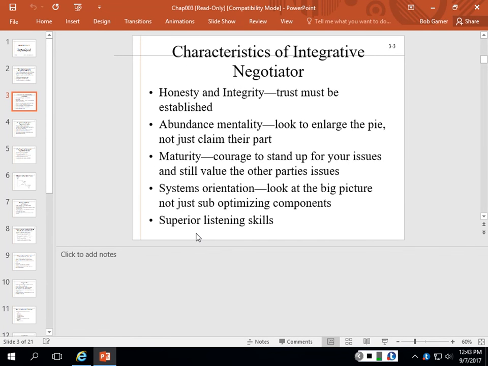All right, so what are the characteristics we need? Honesty and integrity. You can't have an integrative negotiation if you don't trust the other party. And I will tell you, not a lot of specifics, but when I sold my business, I owned three franchise restaurants. I sold to another franchisee. That makes sense. It's the cleanest way to sell a franchise because they're already approved. They don't have to get approval from the franchisor.